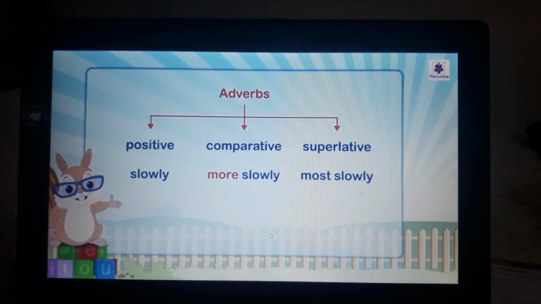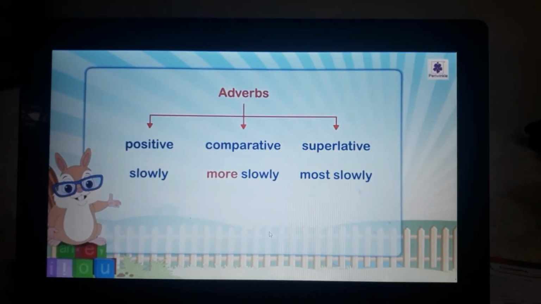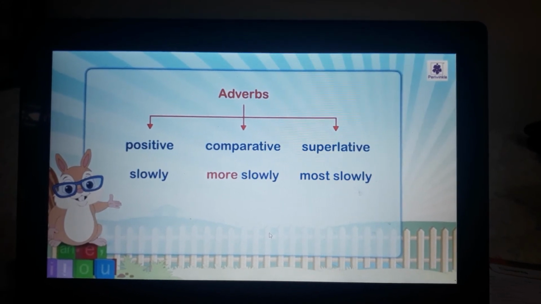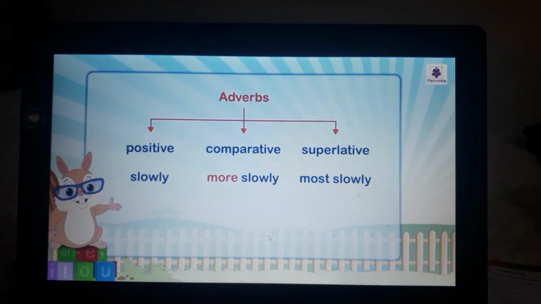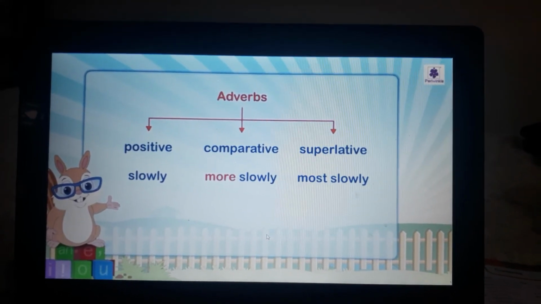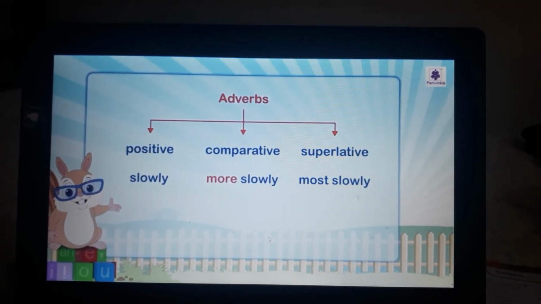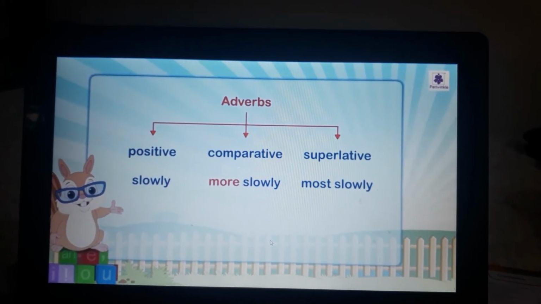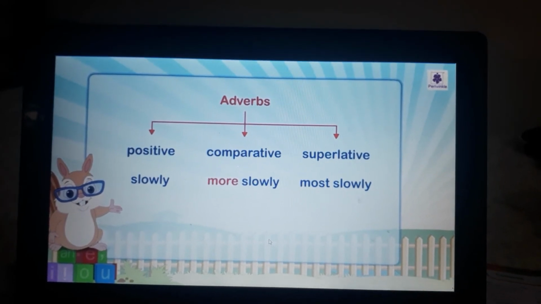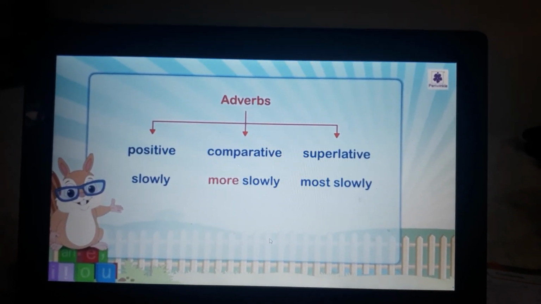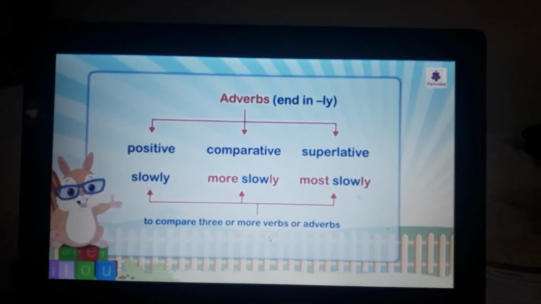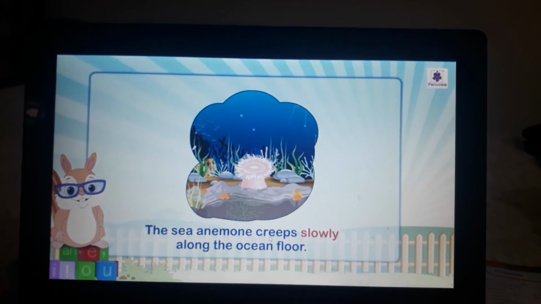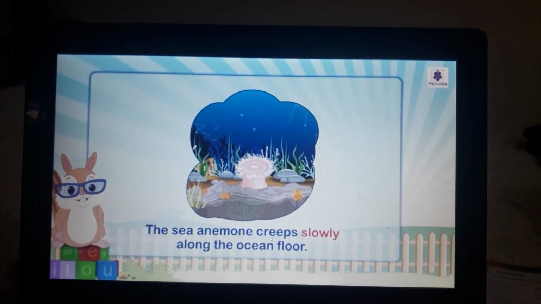Then we talked about another type of adverbs that end with ly or ily, okay. We are not using any er or est at the end of such adverbs, okay. Like slowly ends with ly, so we will use more slowly for the comparative degree and most slowly for the superlative degree. See, like the sea anemone creeps slowly along the ocean floor.